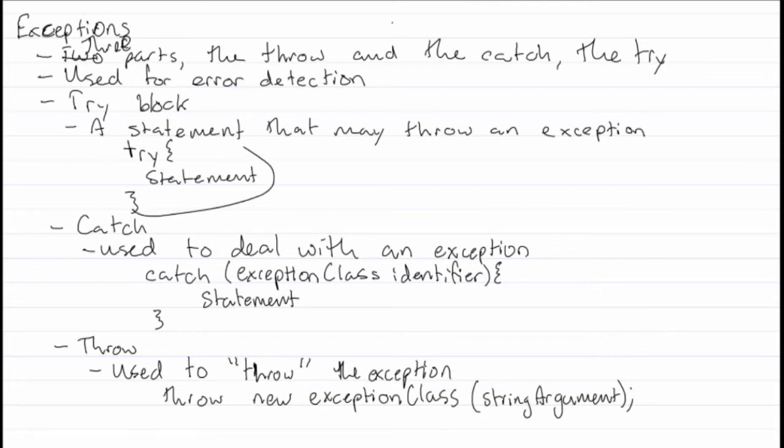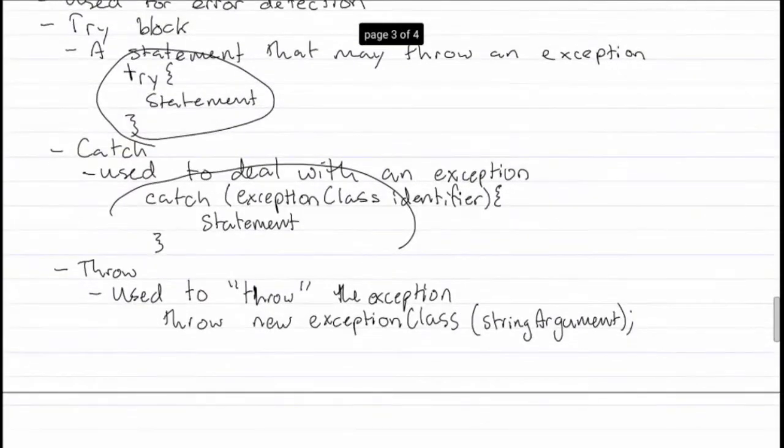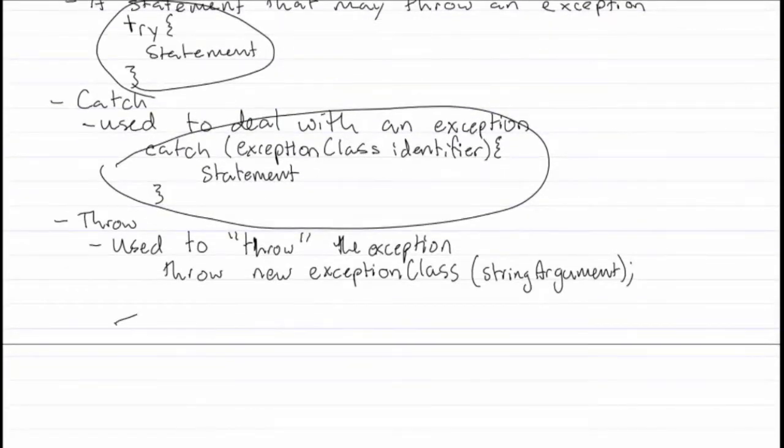This is a basic look at how a try block looks. Okay, here's a basic look at how catches work. You can see that the catch has an exception class identifier. This is the exception that is thrown by this thing. This is the throw statement, and it uses this to throw an exception to our catch statements.